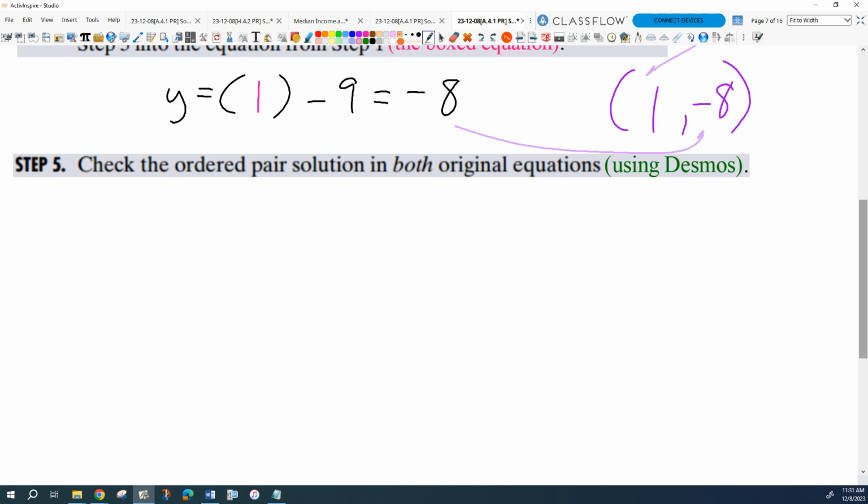Using Desmos probably, right? On a test, you should definitely do that. On homework, I wouldn't do that. Because if you miss the problem on a homework, you just pull up another one and try again. But on a test, you should always be checking that stuff, okay?